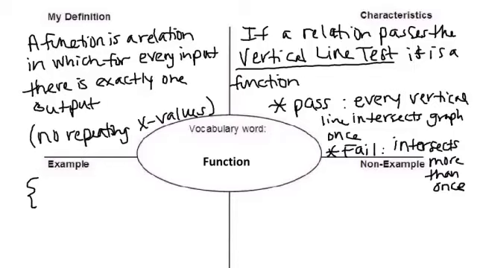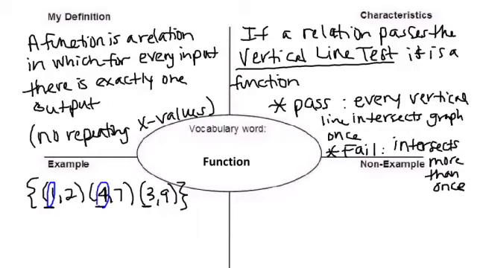So some examples of functions. The first, we can write it out. So we have coordinates (1, 2), (4, 7), and (3, 9). This is going to be a function because, again, the x values are not repeating. So notice they're all different numbers, so therefore it is a function.